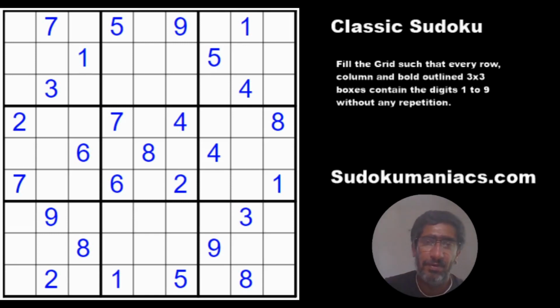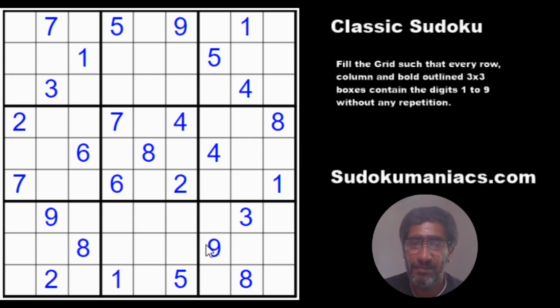So as you all are aware of the rules, we have to fill the grid in such a way that there are digits 1 to 9 placed in every row, column, and 3 by 3 bold outline box without any repetition. I mean, most of you would be aware of the normal generic rules that we have. Alright? Having said that, the best way to start is to try to look for singles.